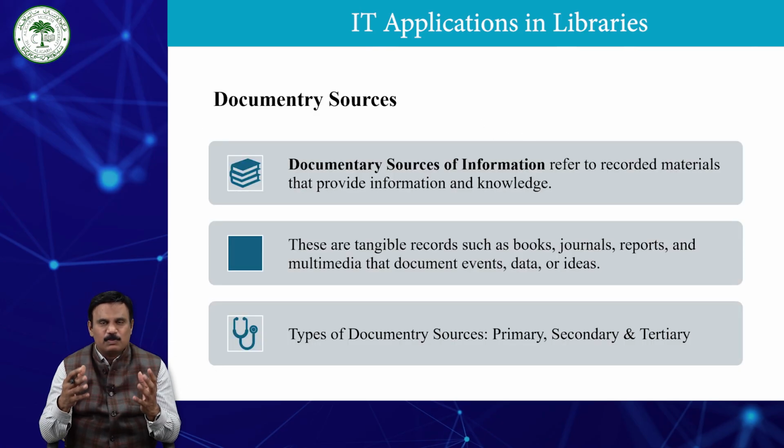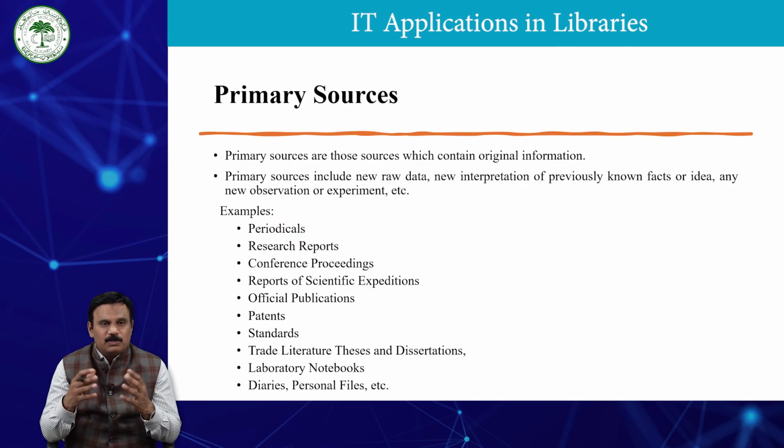Now let us explore in detail what are the major documentary sources. Documentary sources of information refer to recorded materials that provide information and knowledge. These are tangible records such as books, journals, reports, and multimedia that document events, data, or ideas. The types of documentary sources include primary, secondary, and tertiary sources of information. The primary sources of information are those sources which contain original information.